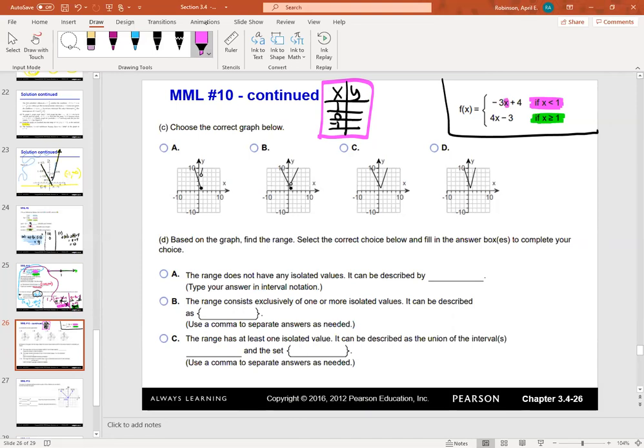So you're going to calculate negative 3 times 1 plus 4, negative 3 times 0 plus 4, and negative 3 times negative 1 plus 4. Negative 3 times 1 is negative 3, plus 4 is 1. Then I'll plug in 0. Negative 3 times 0 is 0, plus 4 is 4. And then I'll plug in negative 1. I'm just doing this verbally. Negative 3 times negative 1 is 3, plus 4 is 7.